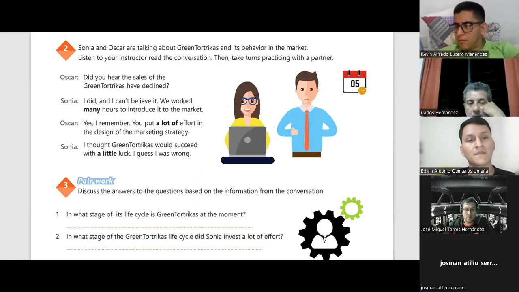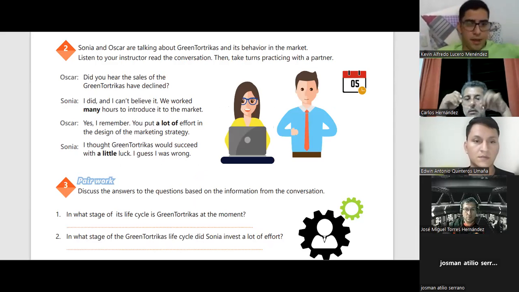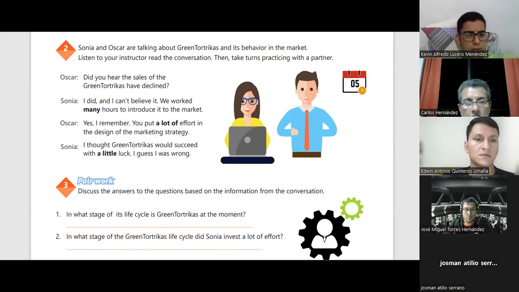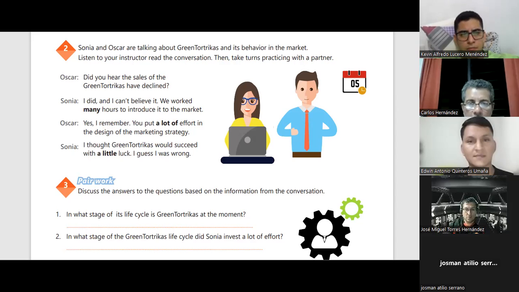Okay, then. In what stage of its life cycle is green tortillas at the moment? Decline. Yes. The stage of decline. It's sad, yes. And in what stage of the green tortillas life cycle did Sonia invest a lot of effort? In the market introduction. All right. Yes, exactly.